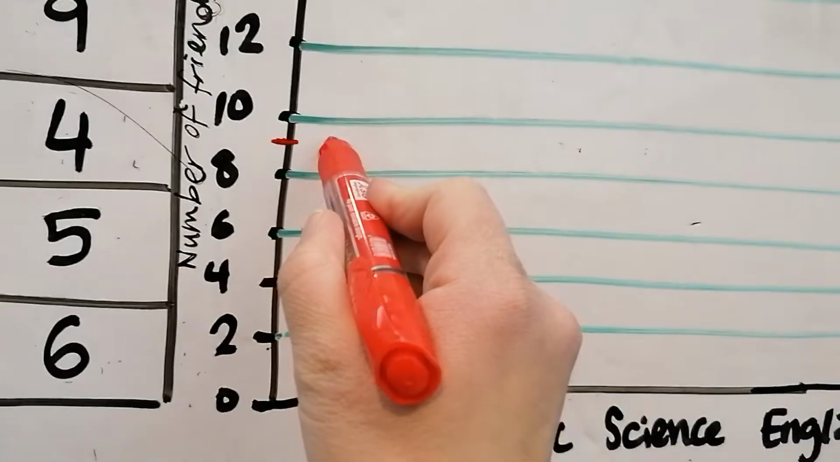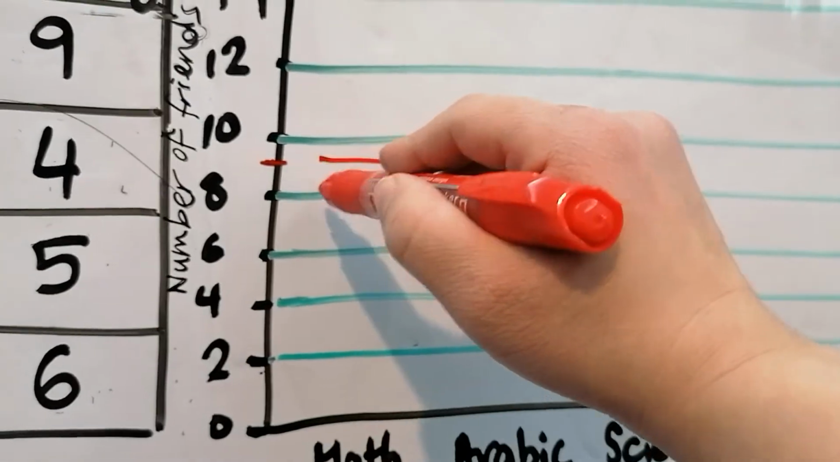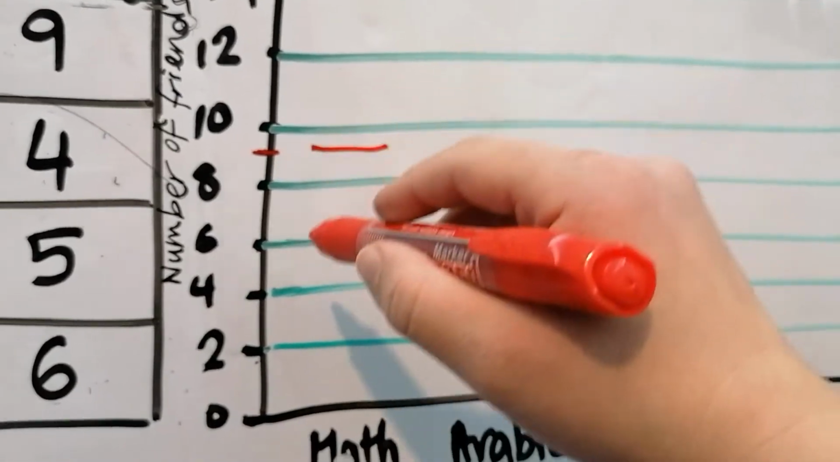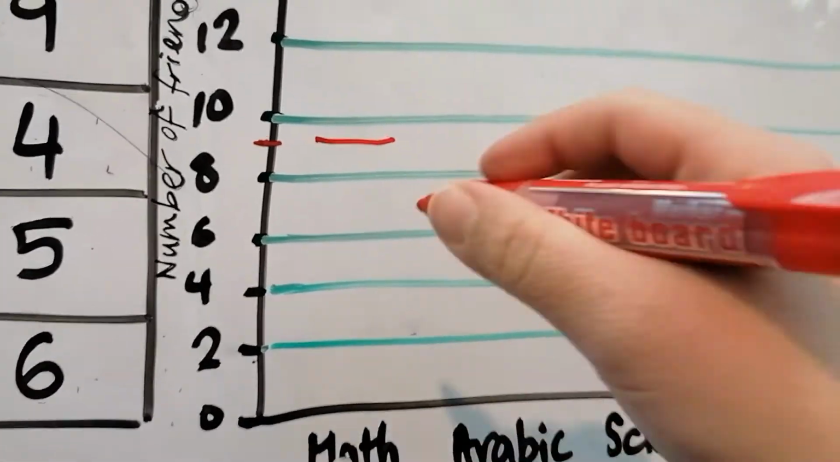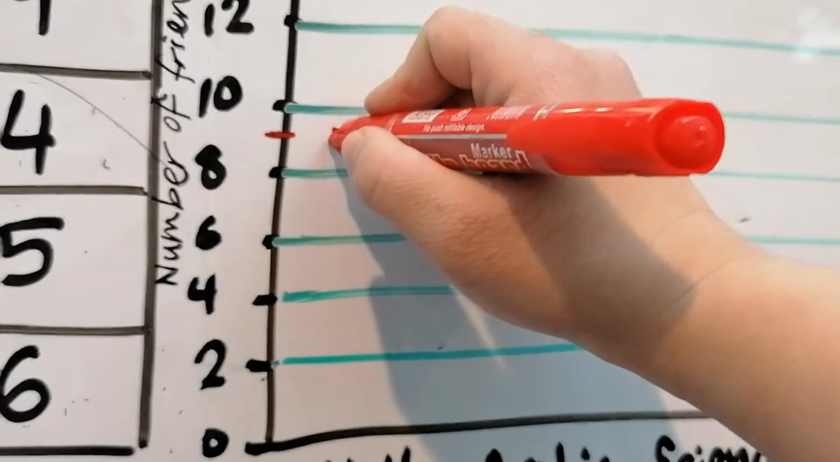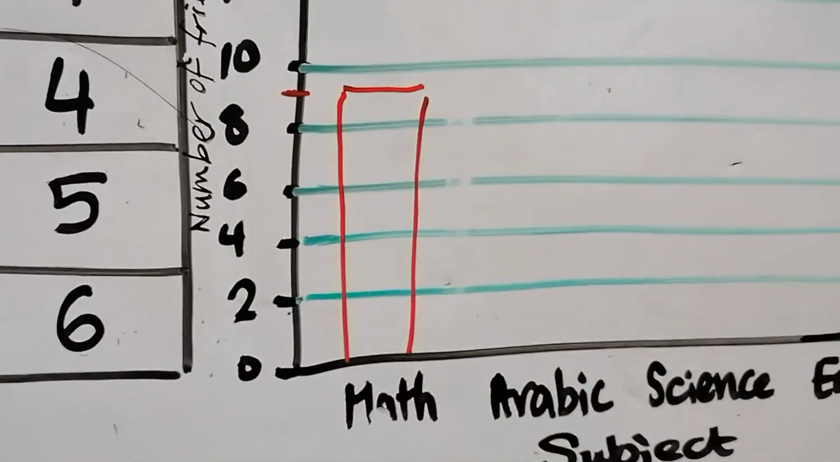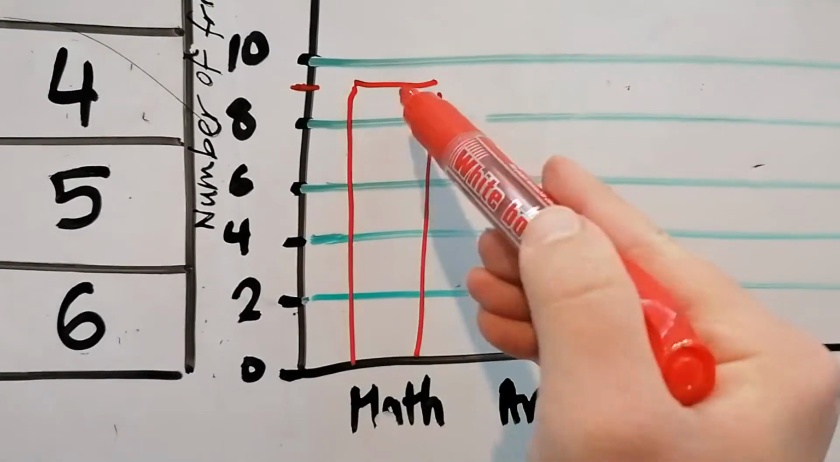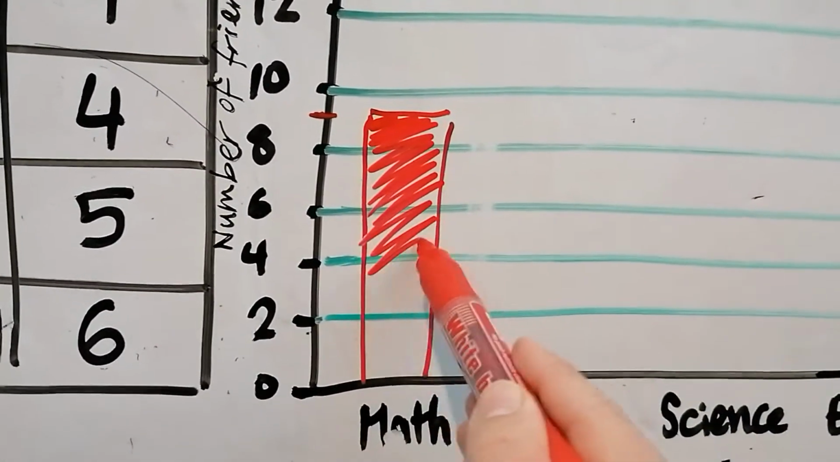Okay, go across. Now, try to draw straight lines. If I were you and I was doing my work in my book, I would use a ruler. That would be much easier. I will try to draw straight lines, and it's very tricky using the whiteboard. So this is my bar that represents the math.